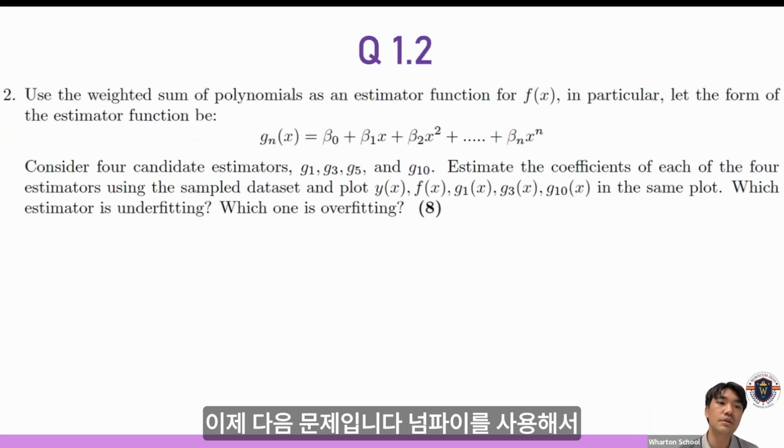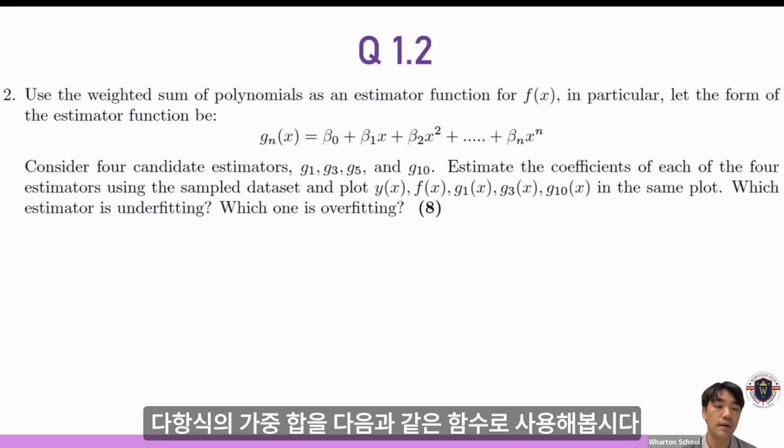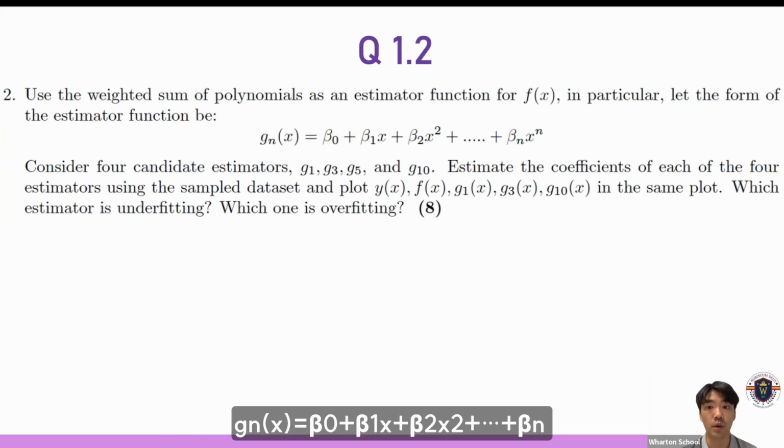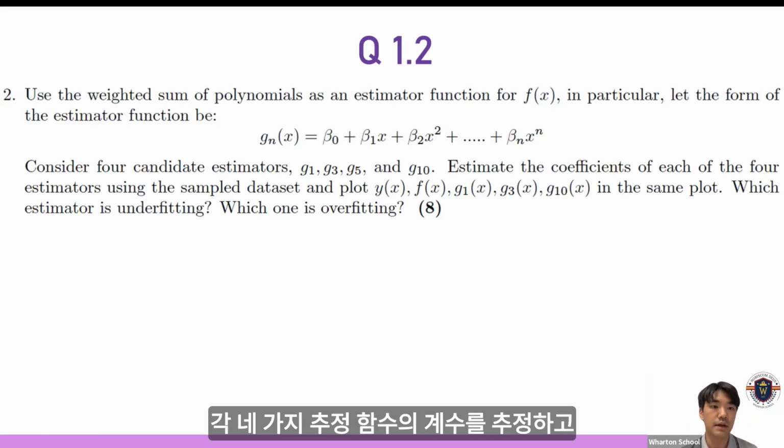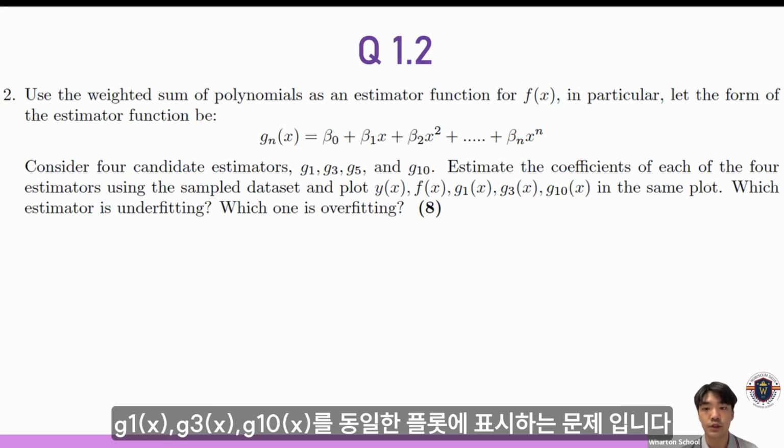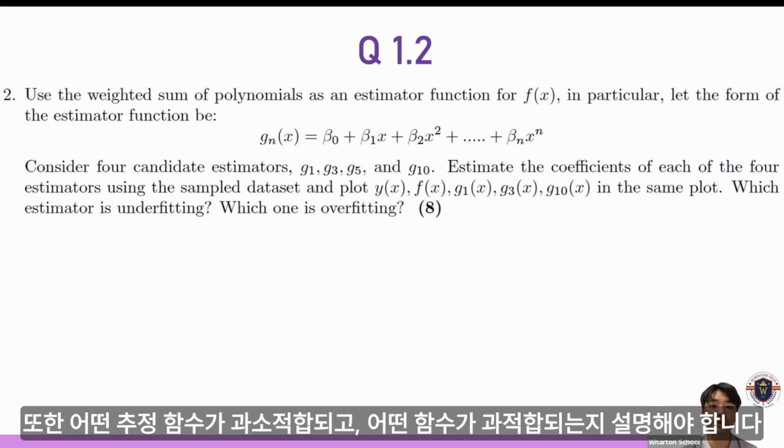The next question is, use the weighted sum of polynomials as an estimator function for f(x). In particular, let the form of the estimator function be this, an nth degree polynomial. Consider 4 candidate estimators, g1, g3, g5, g10. So we're considering 4 cases: first degree polynomial, third degree, fifth degree, and 10th degree polynomial. Estimate the coefficients of each of the 4 estimators using the sample data set and plot y(x), f, g1, g3, g5, g10 in the same plot. We have to figure out which estimator is underfitting and which one is overfitting.